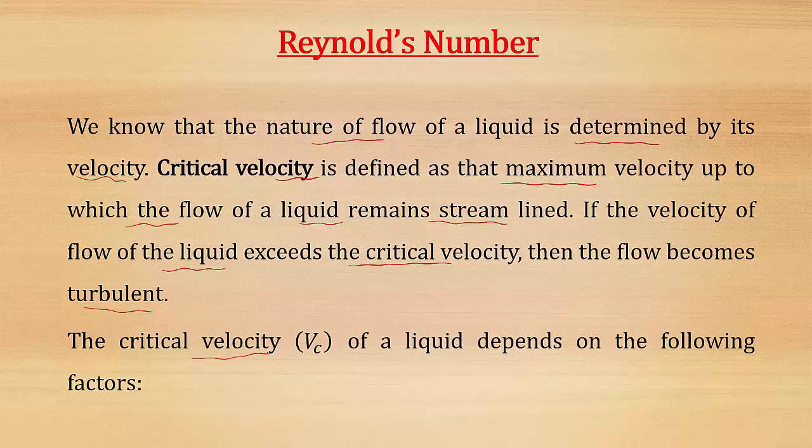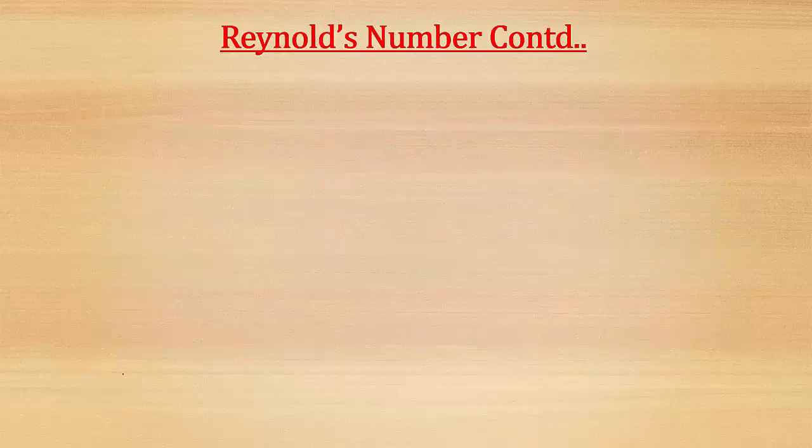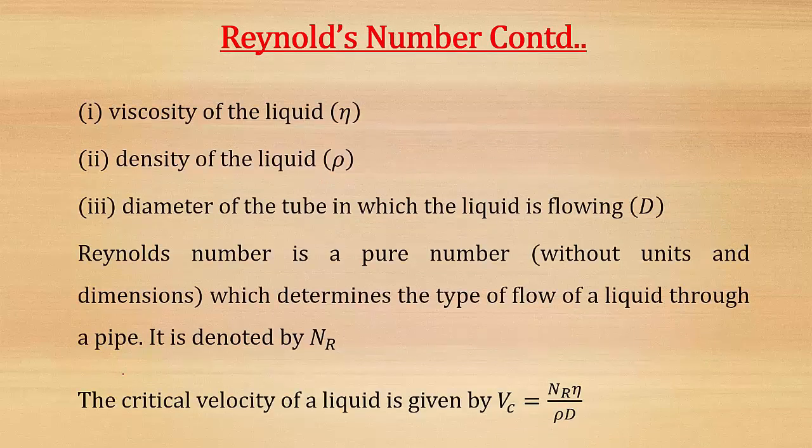So this critical velocity of the liquid depends on the following factors. On what factors does critical velocity depend? Critical velocity depends on viscosity, which is denoted by eta, density of the liquid rho, and third point diameter, or you can take radius.